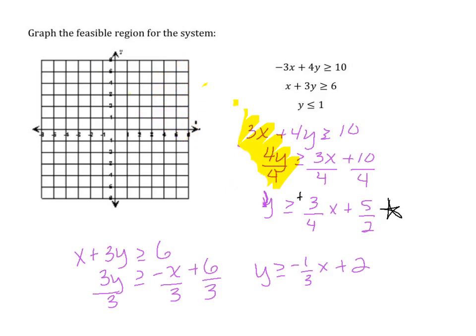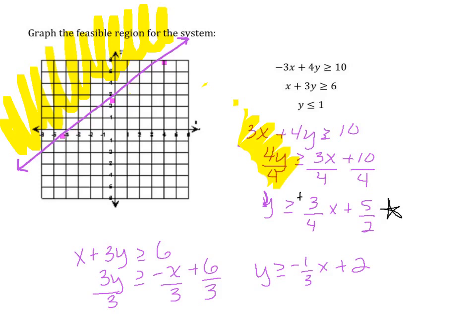Don't want to erase my work here. Okay, so we're going to start at 2.5. And we're going to go up 3, 1, 2, 3, over 4. And we're still going to have a solid line. And we still have to shade above the line. But now we get to shade it in the proper location.